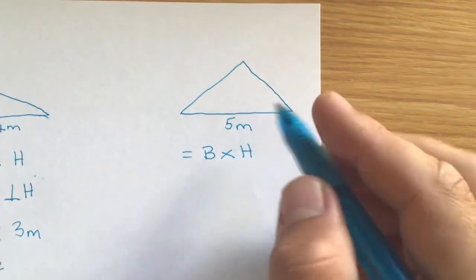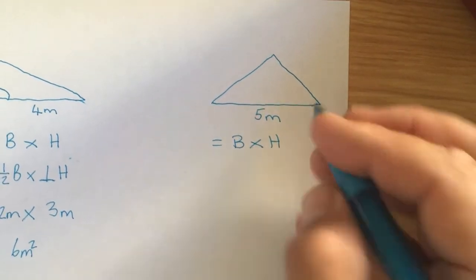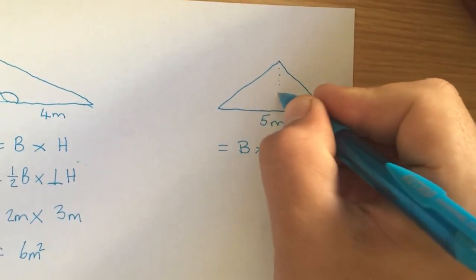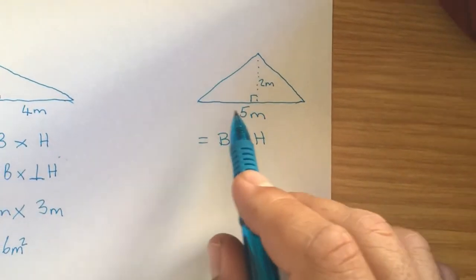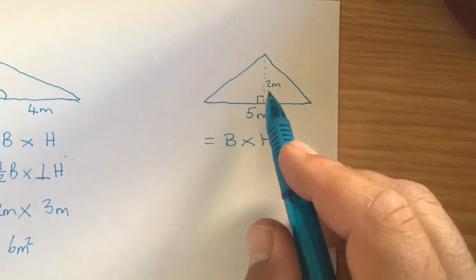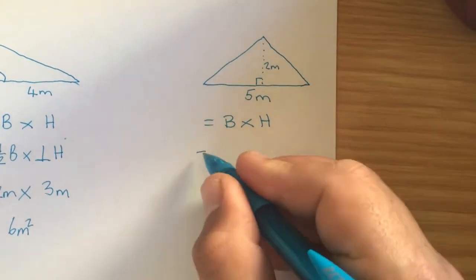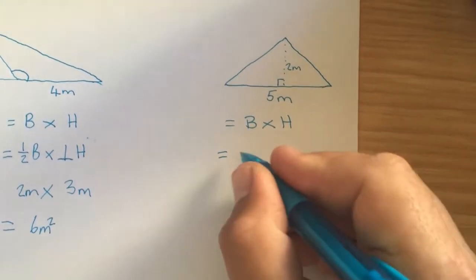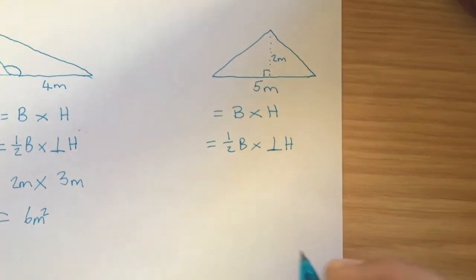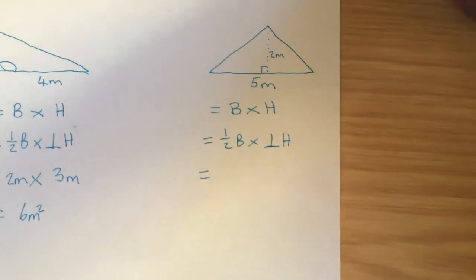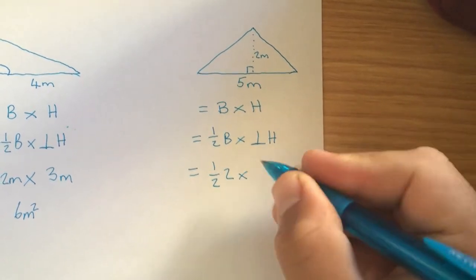So over here we've got another triangle, but again, we don't have any perpendicular heights or 90-degree angles. So normally what they would do is they would draw one coming down and they'd fill in the measurement. So we know what our base is, 5 meters, and we know our perpendicular height is 2 meters. And those are the two we'd use. So we can't just use base times height anymore. That's just a very basic formula to start off with. We know we're using half base times perpendicular height. So let's plug in those amounts. So we've got half of 2 multiplied by 5.